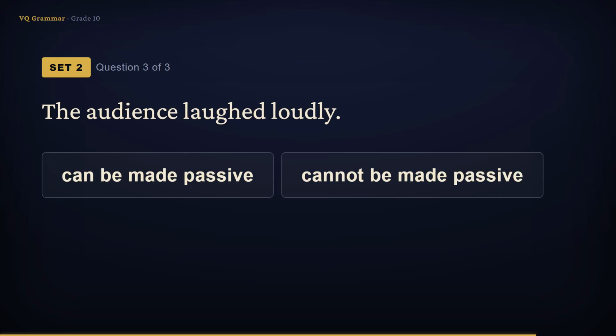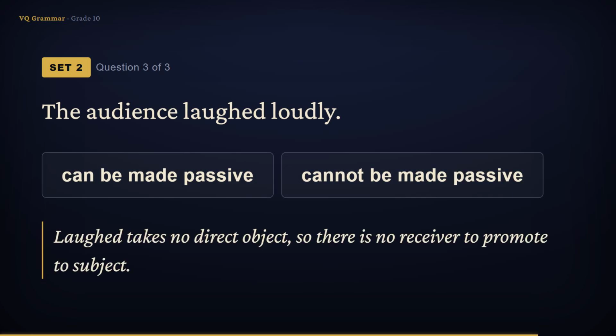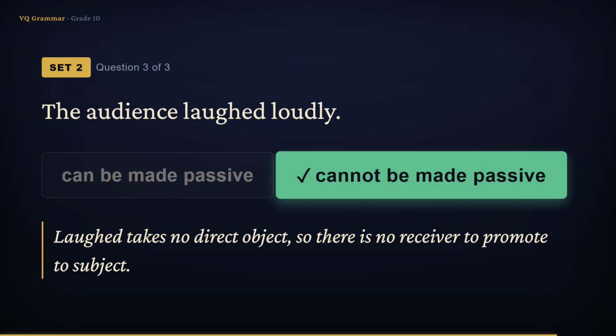The audience laughed loudly. Can we make this one passive? Hunt for the direct object. What did the audience laugh? Nothing. Laughed takes no object at all, and loudly is just an adverb. With no receiver to promote to the front, there is nothing to build a passive on. So this sentence cannot be made passive.